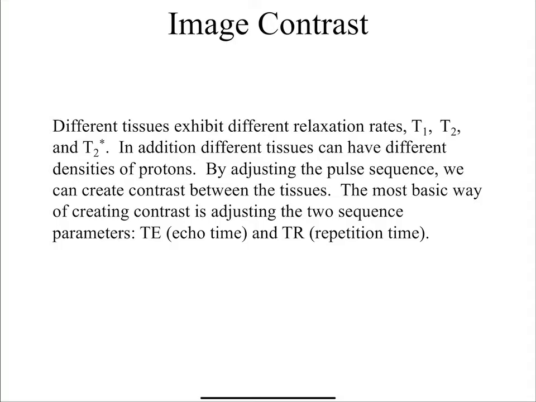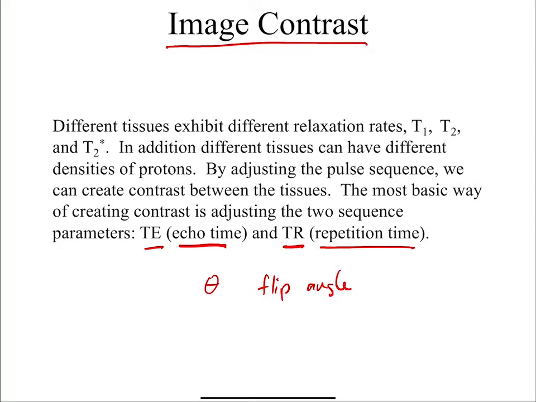Okay, so now we're going to transition into talking a little bit, just to give you a sense of how we create image contrast. And there's two things we're going to introduce at first. There's going to be TE or echo time and TR or repetition time. Okay? And then there's one last thing we'll talk about, which is theta or flip angle.